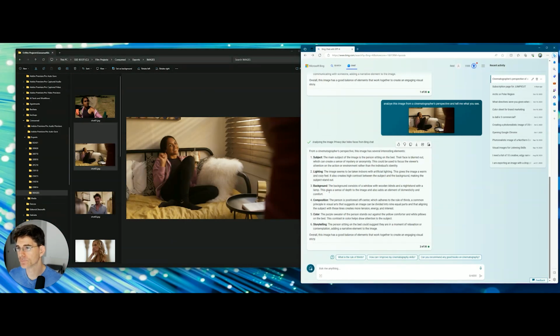Okay, so, and a nightstand with a lamp. A nightstand with a lamp. They must be talking about this, and I think that's a clock. Composition: off-center, which is true to the rule of thirds. Okay, color: purple sweater against the background. Story time: the person sitting on the bed, a moment of relaxation or contemplation.